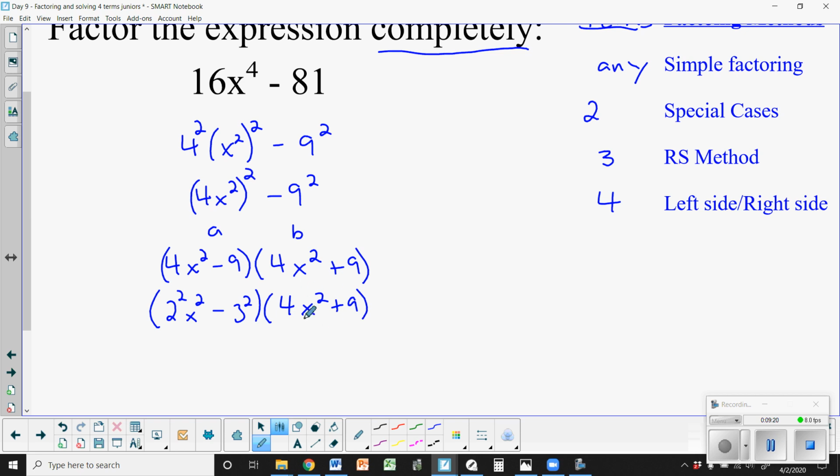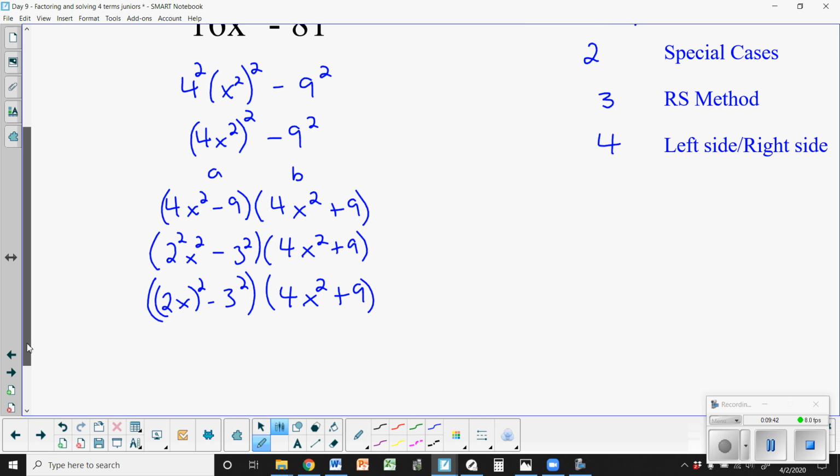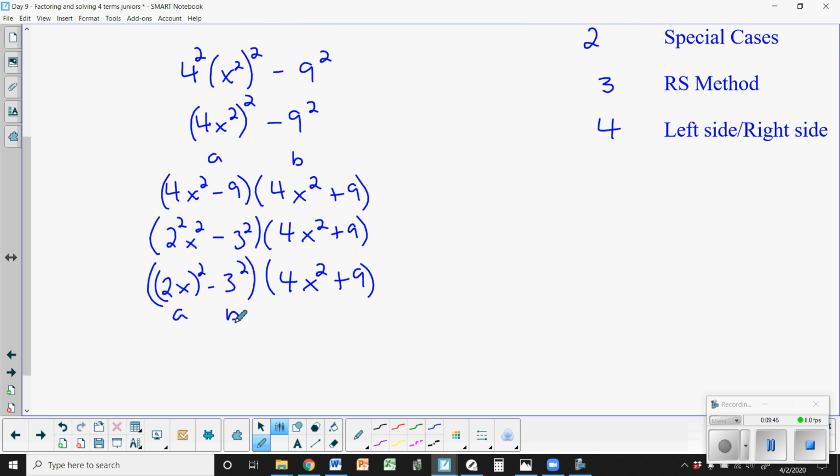So this factor we know is not going to change, but this one's still going to change. So we really have 2x being squared minus 3 squared. You may already be finding the pattern, and if you're not doing these intermediate steps in the middle, that's okay. So we know that a is 2x and b is 3. So it's really going to be 2x minus 3 and 2x plus 3. And the order of these two doesn't matter. If you wrote 2x plus 3 and 2x minus 3, that's okay.